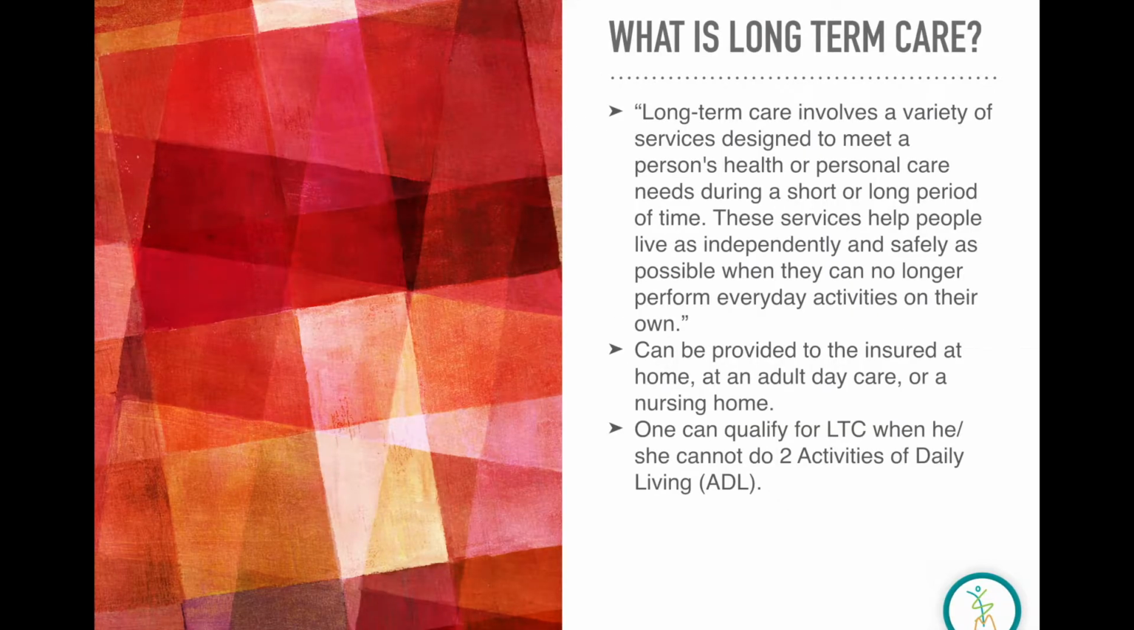Now that that's out of the way, let's dive right on in talking about what is long-term care. Long-term care is basically services designed to meet a person's health and physical and personal care needs over an extended or short-term period of time to help them live as independently and safely as they can when they can't perform everyday activities on their own. Now, this can be done either at home, in an adult daycare, or in a nursing home. And you have to qualify for long term care when you cannot do two activities of daily living. And we'll talk a little bit about what those ADLs are, as well as some of the other qualifications to get onto long term care.